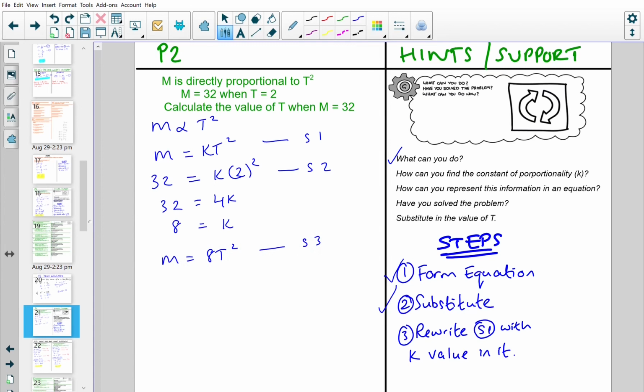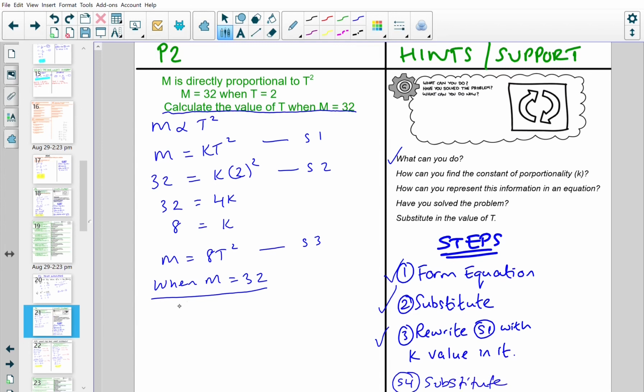Now let's go back to the question and let's read it to see if we have answered the question. Calculate the value of t when m equals 32. So here we write when m equals 32. We're trying to find the value of t. So the extra step, here step 4, we substitute back, substitute again. So there are two substitute steps.